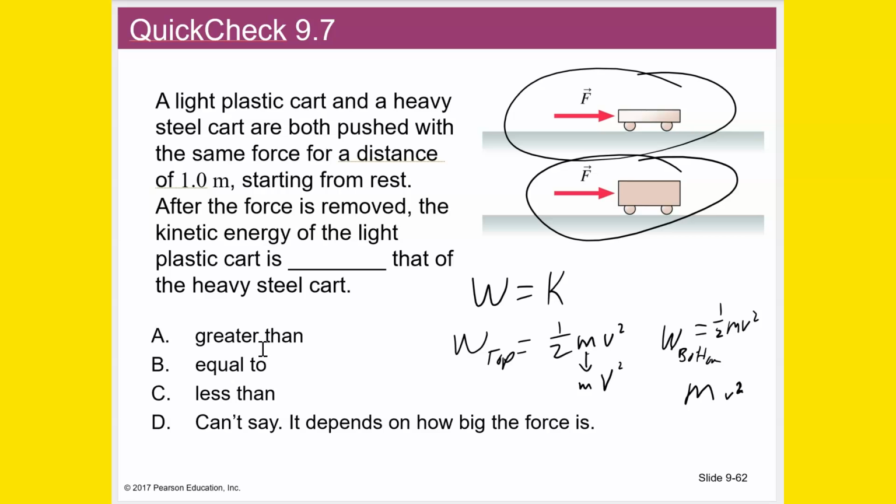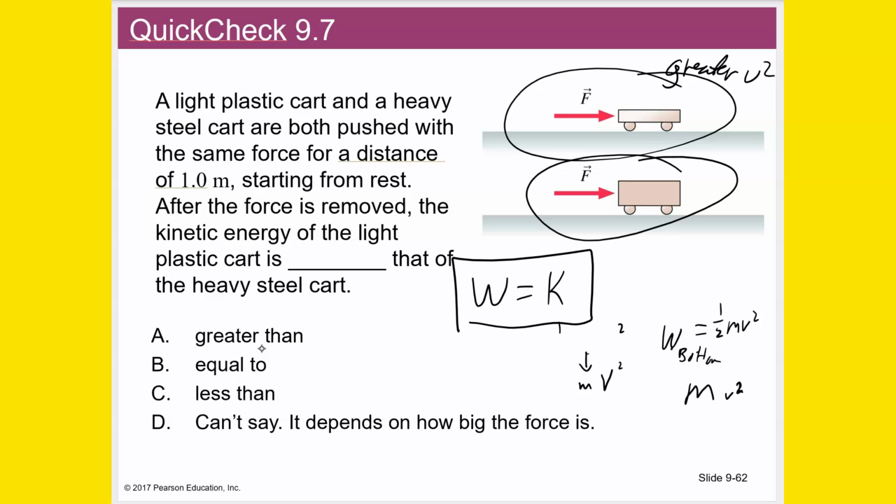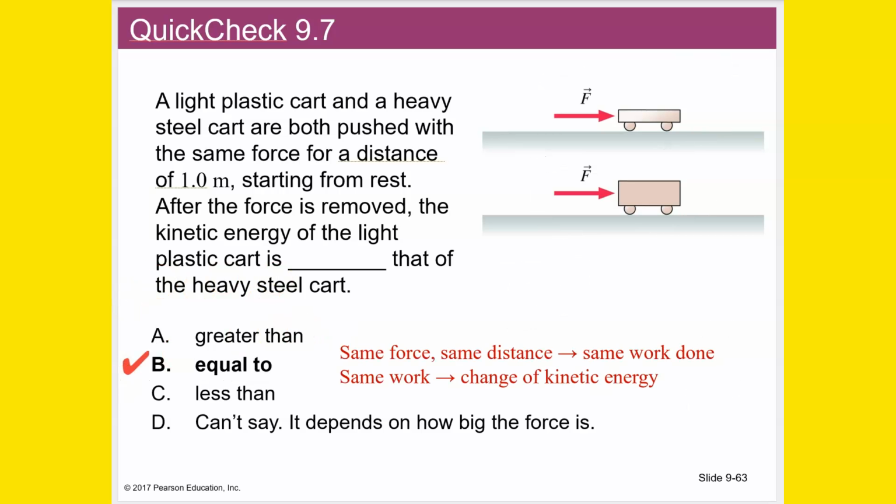All right, but as far as the kinetic energy is concerned, we can say this one has the greater velocity, greater v squared. But the work done is equal to the kinetic energy, and so it's the same amount of work on both. So it's going to be the same amount of kinetic energy given to both of them. So the kinetic energy of the light cart is equal to the kinetic energy of the heavy steel cart.